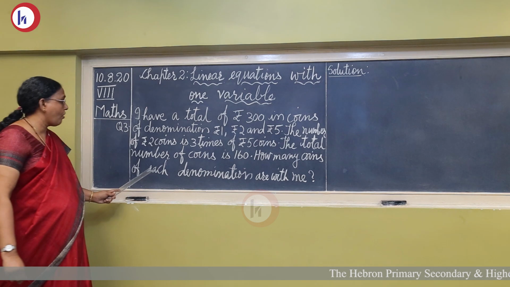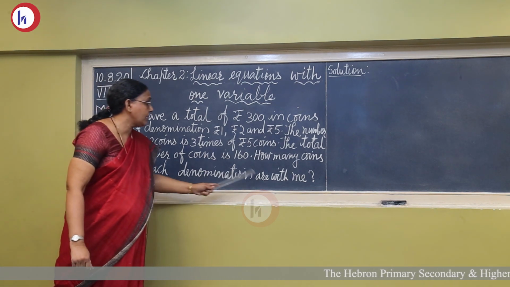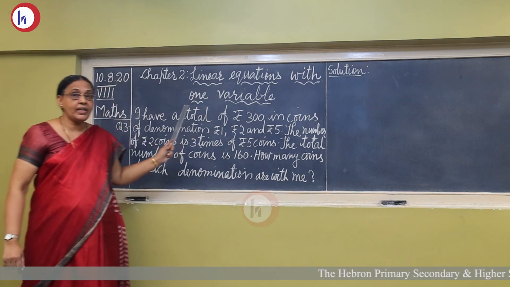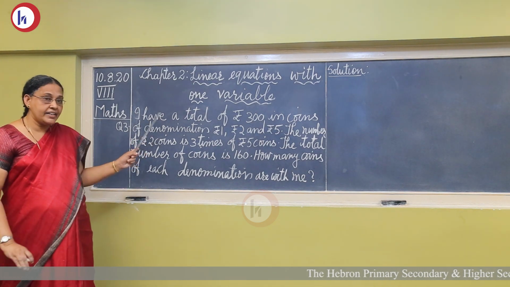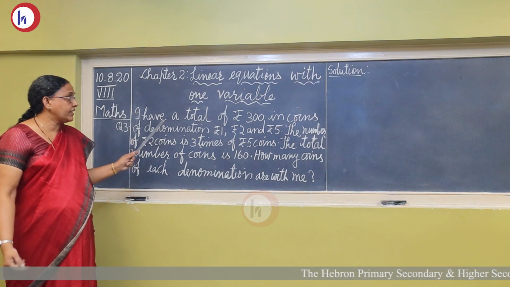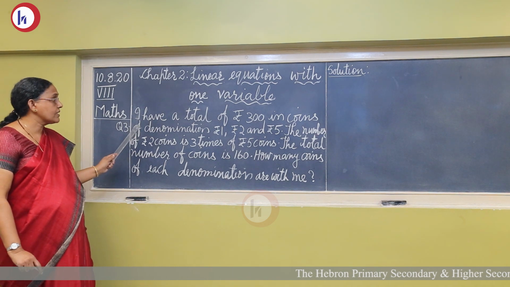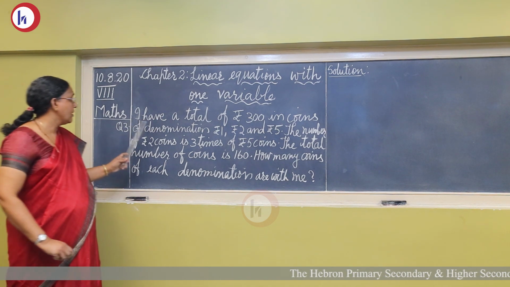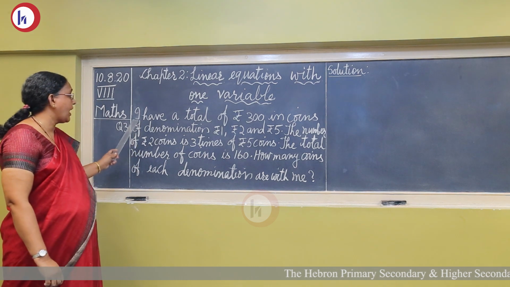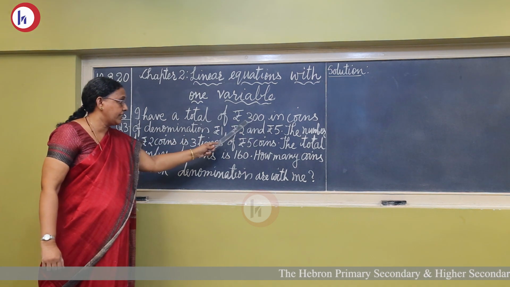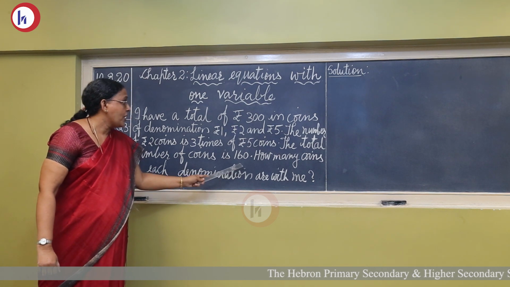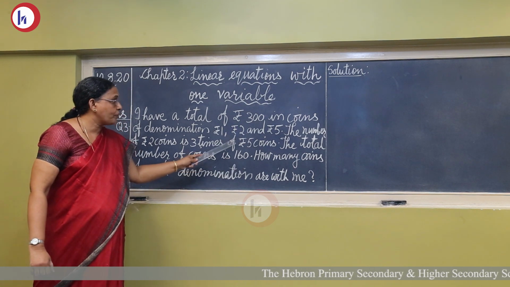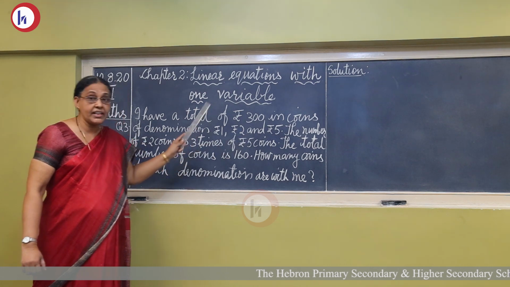How many coins of each denomination are with me? When you get a word problem, you are supposed to read it twice. Then only you will get the idea about it. So, what are the things given in the statement? Here, I have a total of 300 rupees, and the total number of coins is also given, that is 160. But the number of coins of each denomination is not directly given.